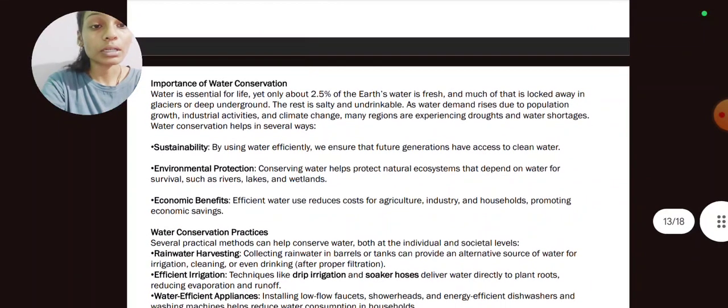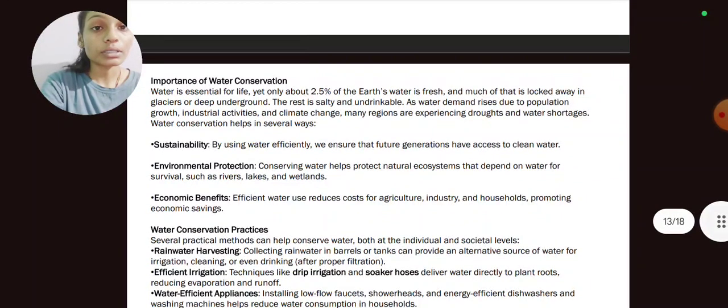Importance of water conservation. Water is essential for life, yet only about 2.5% of the earth's water is fresh, and much of that is locked away in glaciers or deep underground. The rest is salty and undrinkable. As water demand rises due to population growth, industrial activities, and climate change, many regions are experiencing droughts and water shortage.